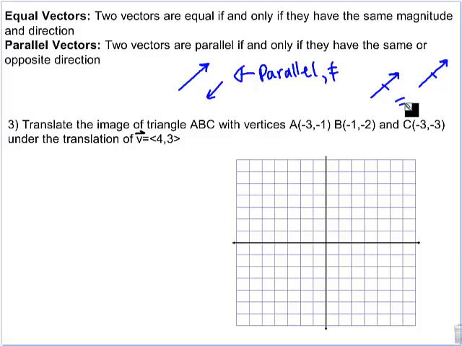Okay, so we'll start by plotting the points. Good call. So here we have A at -3, -1, B at -1, -2, and C at -3, -3. That little guy right there.